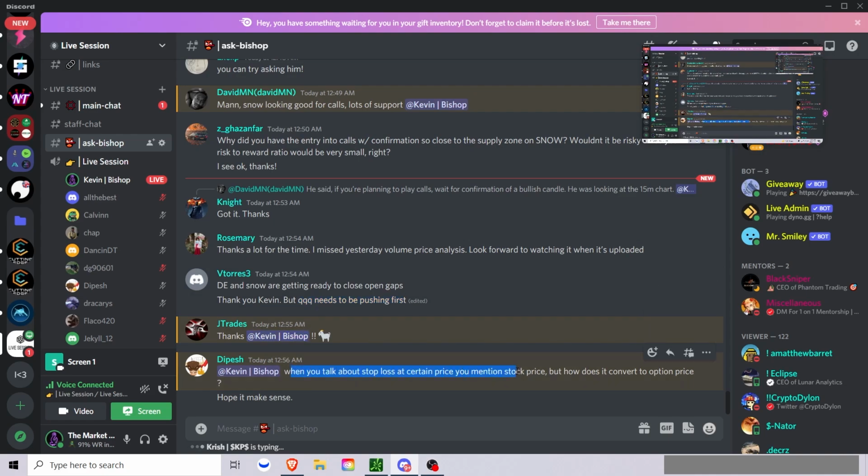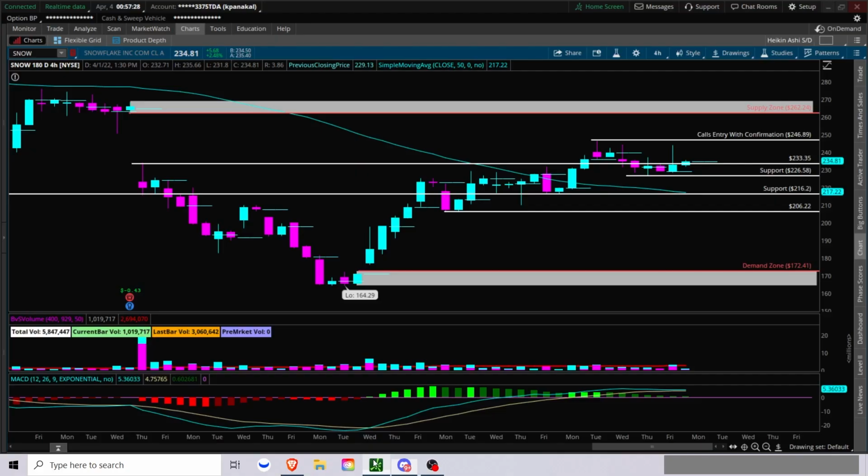When you talk about stop loss at a certain price, you mentioned stock price, but how does it convert to option price? Well, okay, so that's basically more of a mental stop loss. Let's say you get into calls, right? Like right over here, and you set your stop loss to 206.22. You're not actually setting a stop loss for 206.22. You're more likely setting an alert that could give you a notification if it ever goes below 206.22, and that's when you sell the contract.